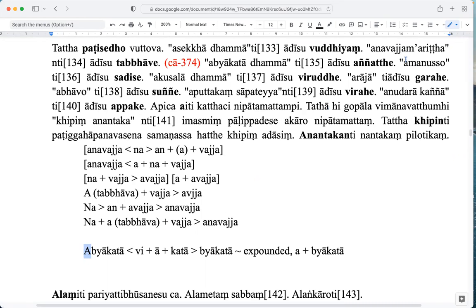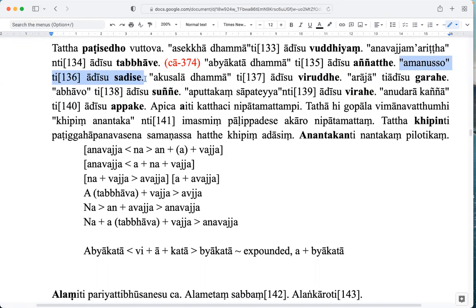And then amanusa and so on. What does amanusa mean? Similar to a human being. The appearance is similar, the appearance of a human being. What is the literal meaning of amanusa? Not a human, a non-human yaka being.